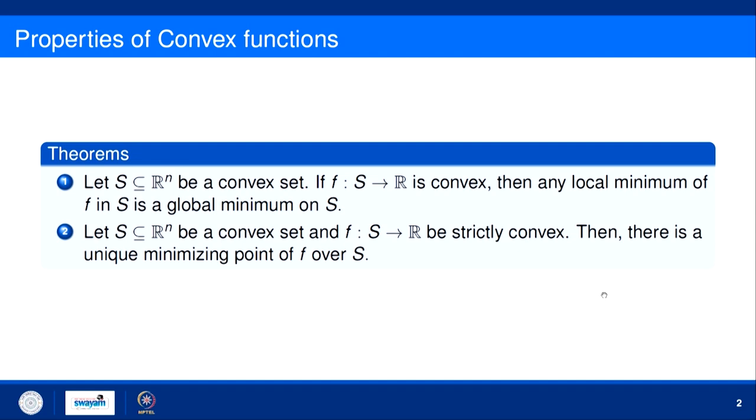The next result is that if this function is strictly convex, then that local minimum, local minimum is global of course, but that is unique. In this case, for a normal convex function, it may not be unique, but if a function is strictly convex, it is unique. So let us try to prove this also. So now it is given to us that f is a strictly convex function on S, and we have to show that the global minimum is unique.